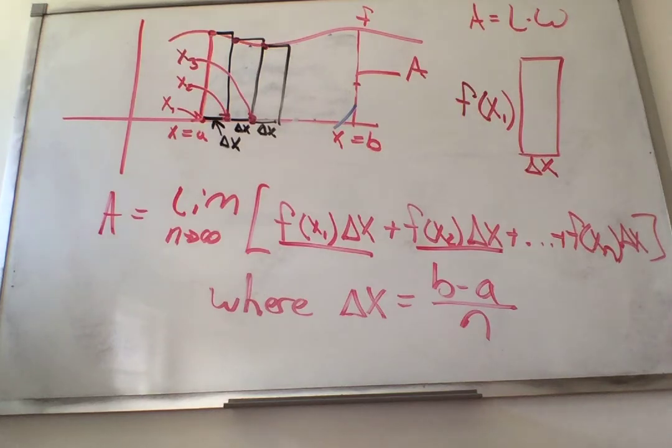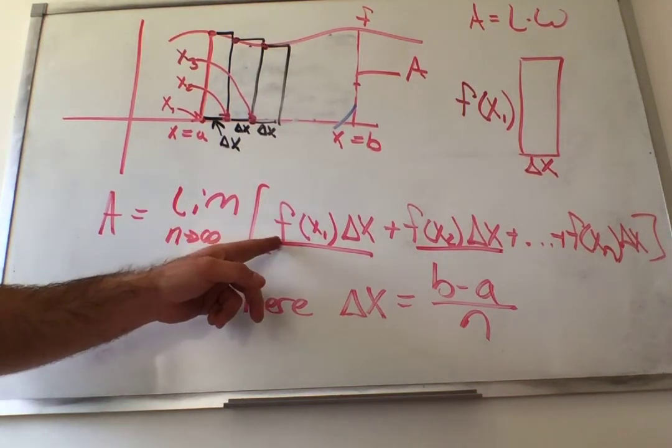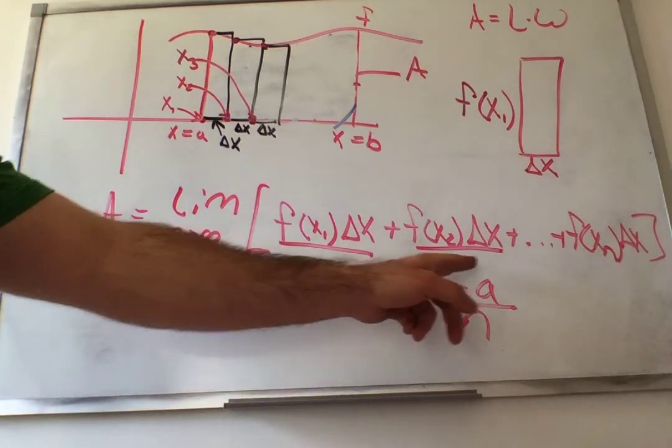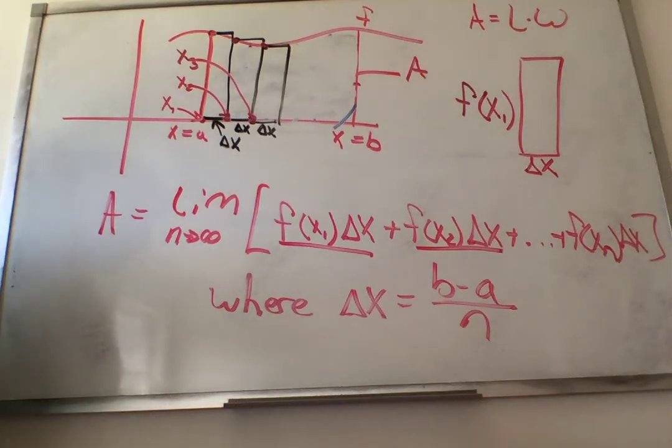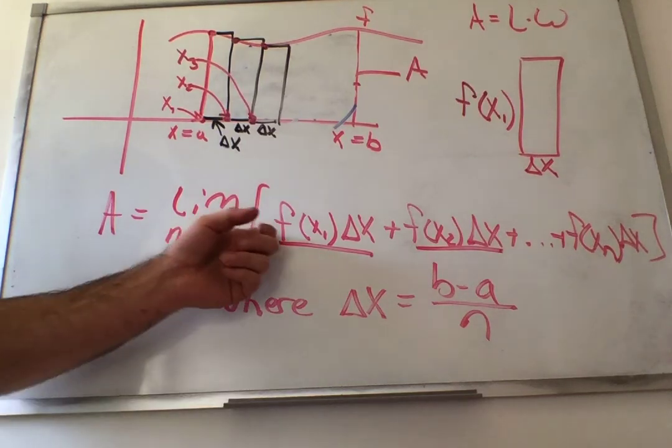Now, we're going to do this for examples. We're going to concretely specify our function, concretely specify our upper and lower bound, concretely specify our number of rectangles, and go ahead and approximate what the area is for the function we specify.